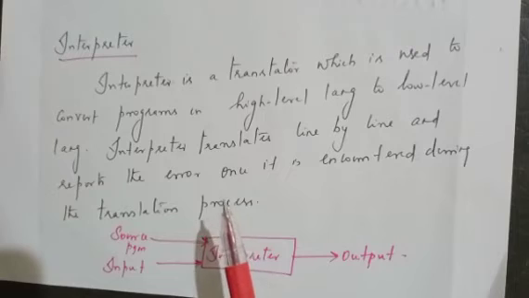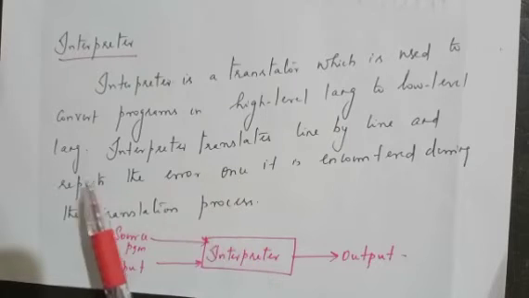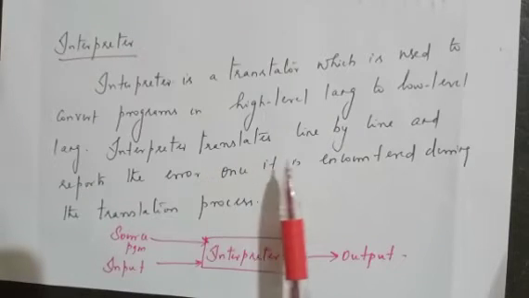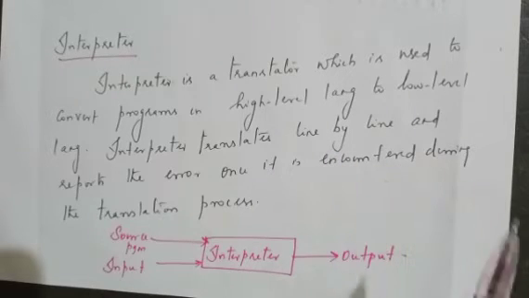The difference between compiler and interpreter is that the compiler will take the source program as a whole and convert it into object code. In the case of an interpreter, it takes the source program line by line and converts it into output. So that is the difference between the compiler and interpreter.